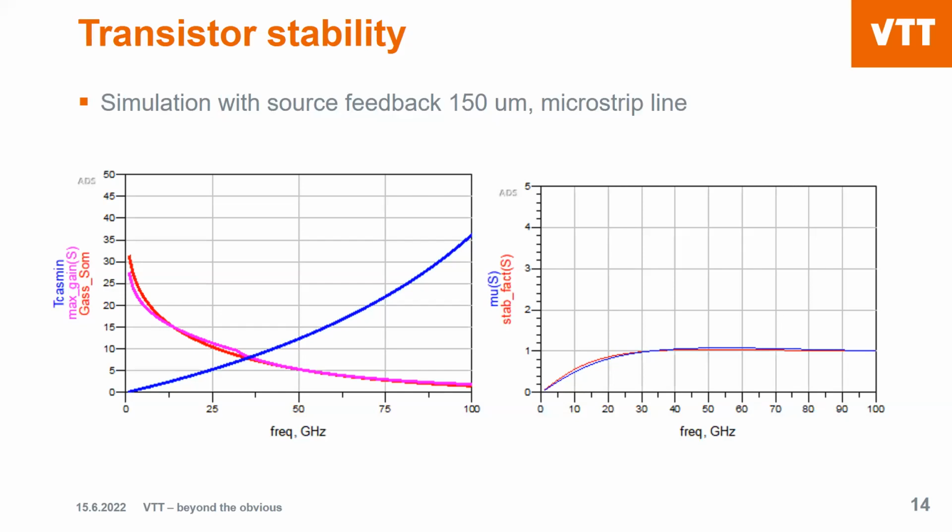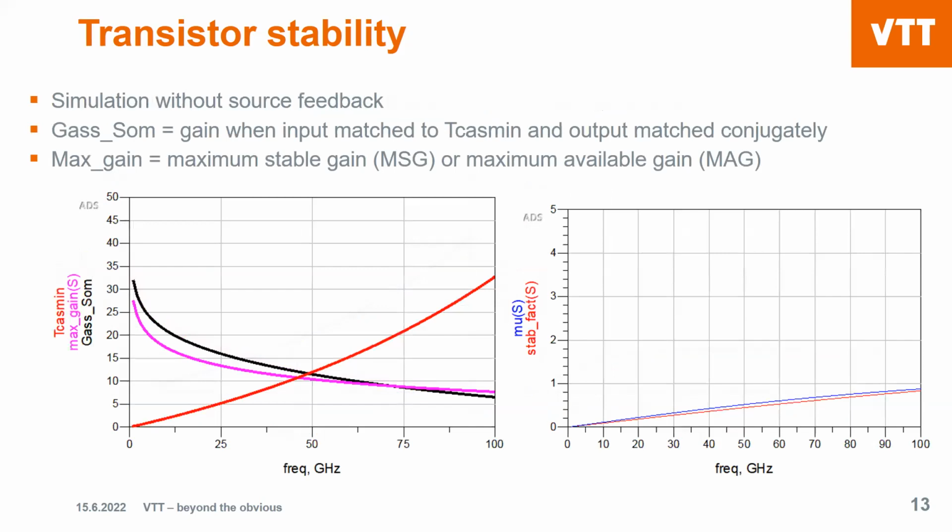But remember, the Tcas min shouldn't be changing at all. It will change a bit because we have a little bit of loss in the feedback. But if we go to the previous slides, we should still be able to design a below 10 Kelvin amplifier at 40 gigahertz. Okay, it's not changing. So the Tcas min didn't change here.